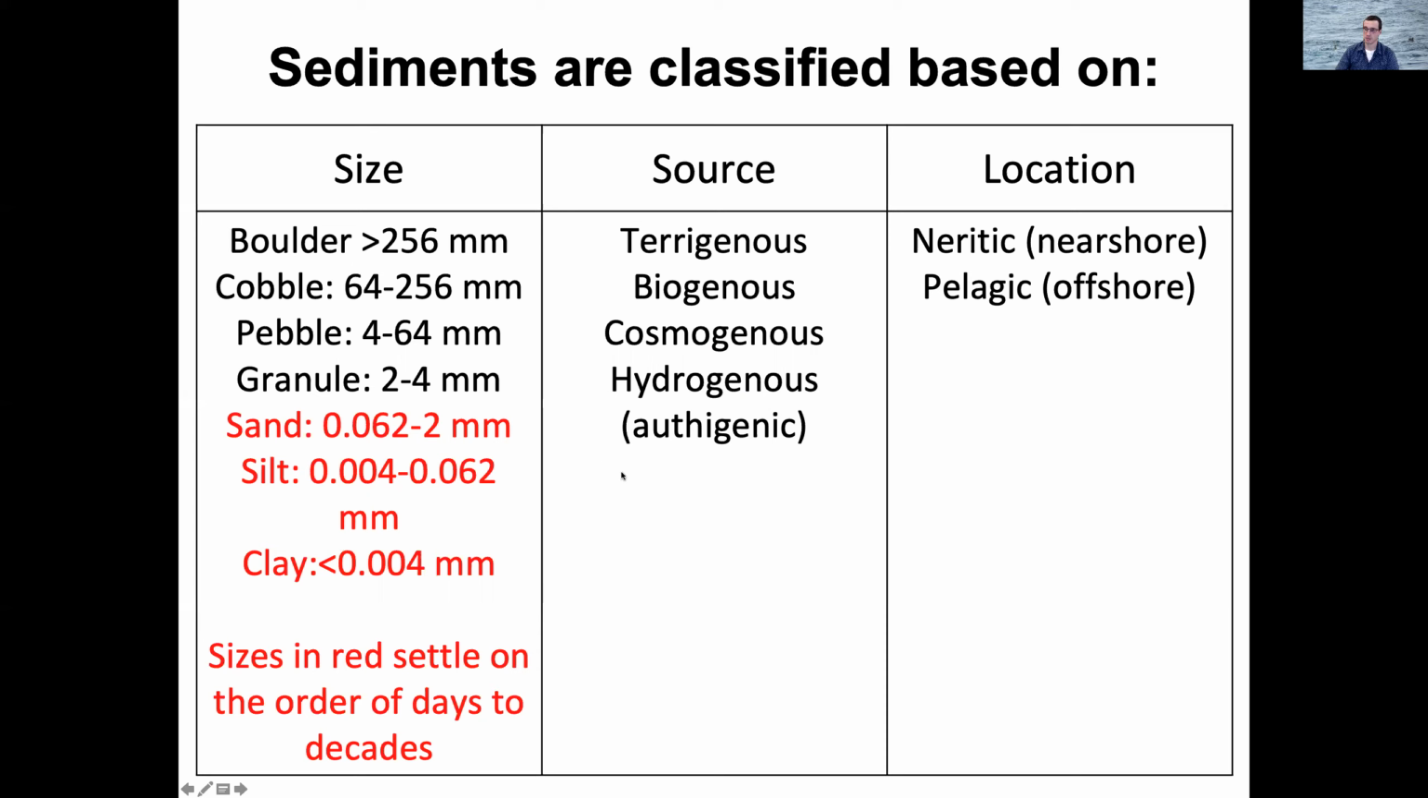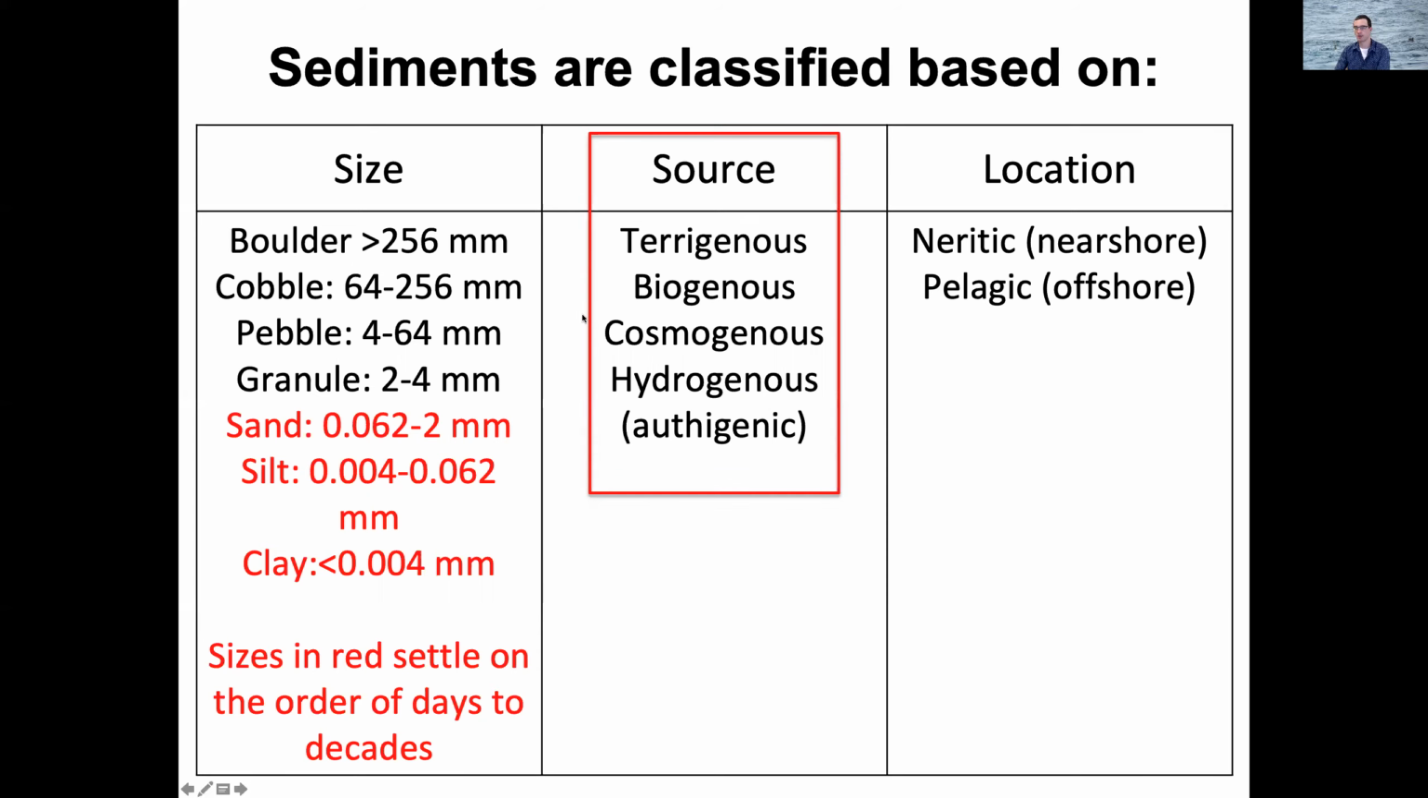We can also talk about the source of sediments, and that's what we're going to focus on more. So you can have terrigenous, biogenous, cosmogenous, or hydrogenous sediments. We'll talk about these differences in a second. You can also talk about the location, either neritic, near shore, or pelagic, meaning offshore.